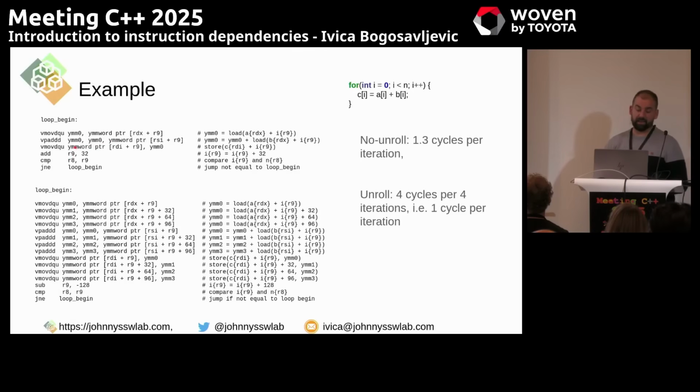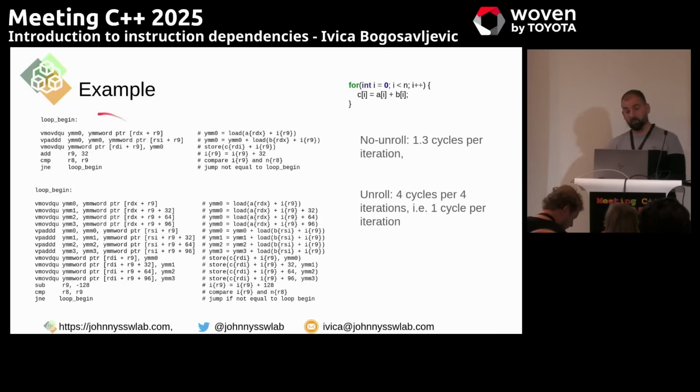Then R9 is I, and it adds 32 to it, so it's the increment of the loop. And then it compares if R9 and R8 are the same. It checks if the loop is at the end, and if it's not, then it goes to loop begin. So this is the loop. And this is the original loop. Now look at the addressing mode here. RDX plus R9, RSI plus R9. So this is the base pointer of A in RDX, and the base pointer of B is in RSI, and the base pointer of C is in RDI.